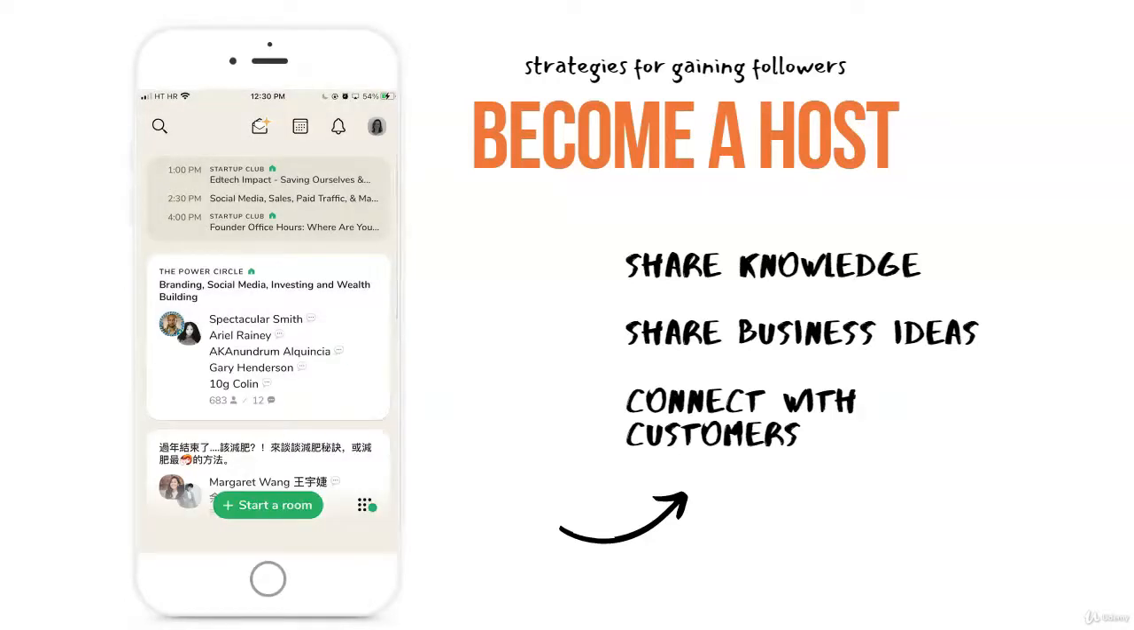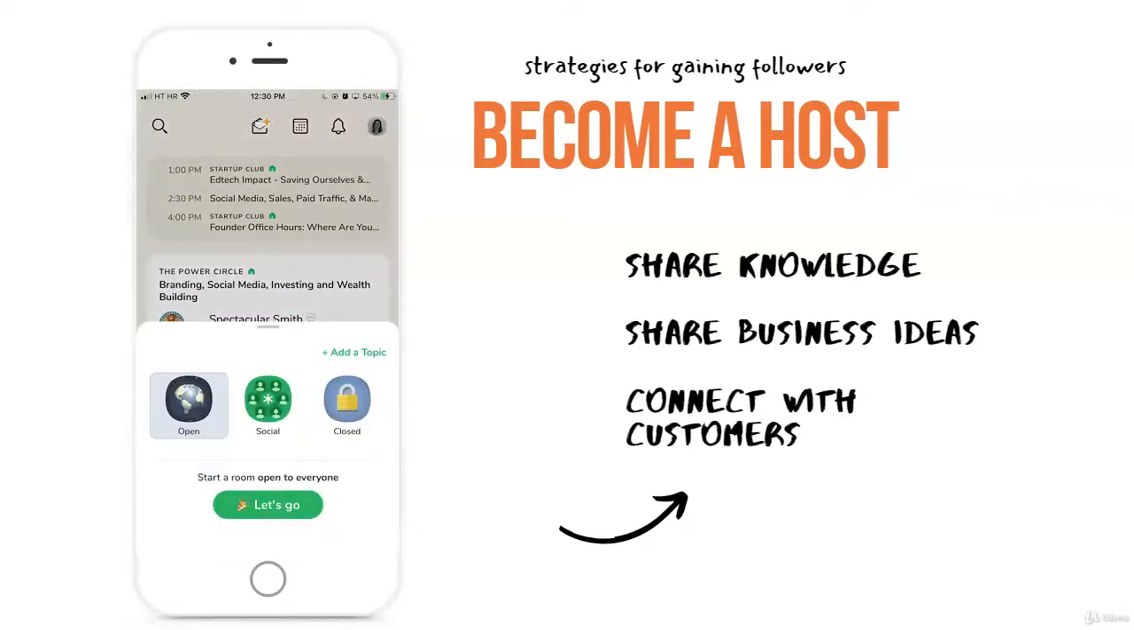At the bottom center of your screen, you would just click Start a Room. You have 3 options. It can be either open, social, or closed room. If it's a closed room, then you would just start a room with people you choose to. It can be either your friends or your coworkers.